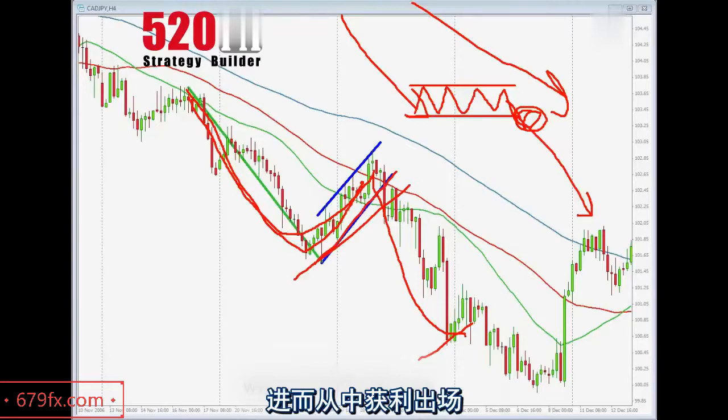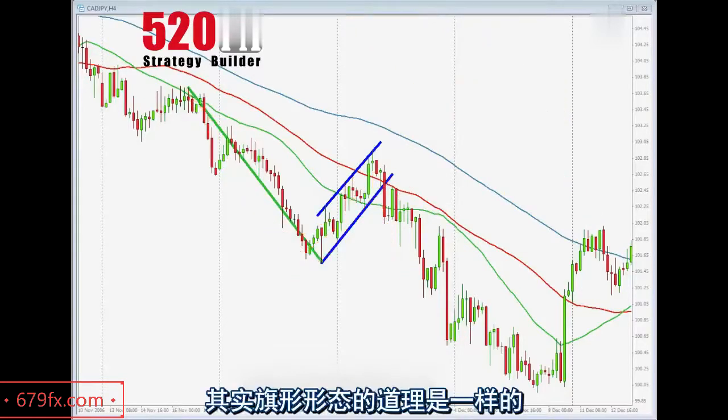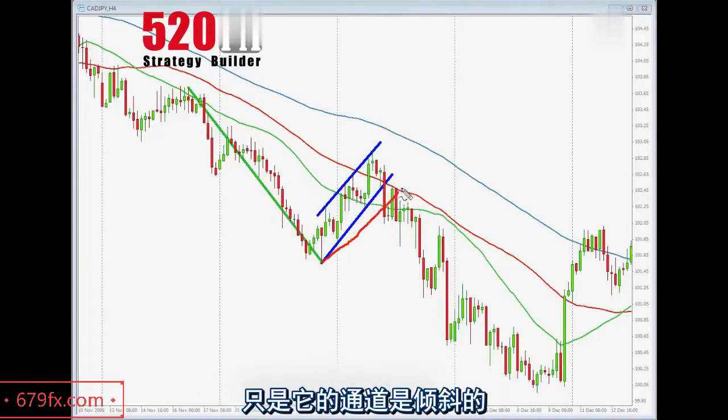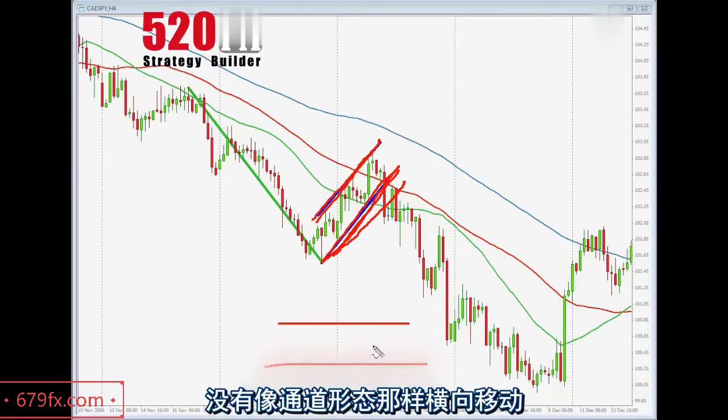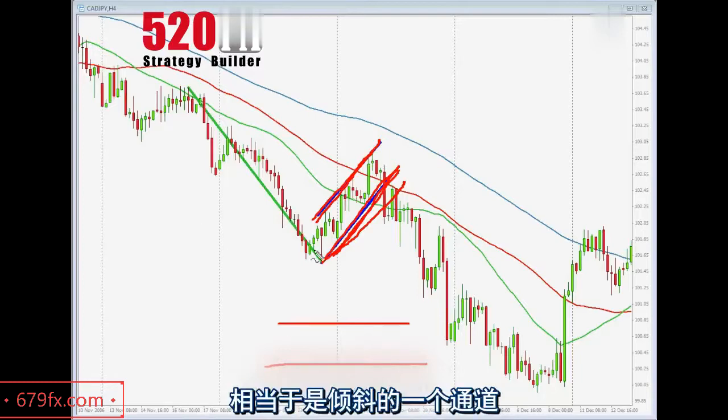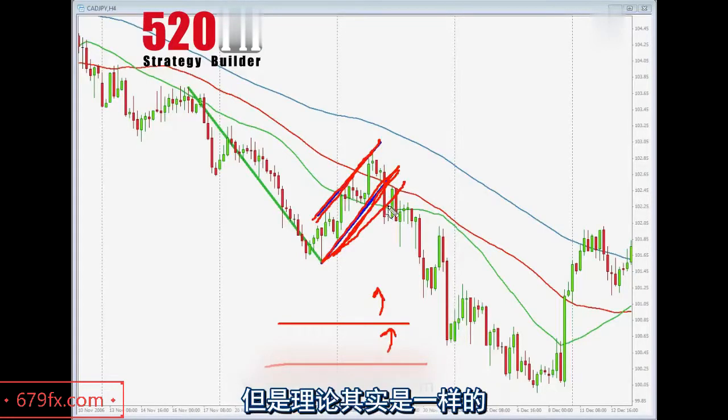Well, basically the flag formation is the same thing. It's just a leaning range. Do you see this range? As you can see, it's basically the same principle, but it's leaning. It's not moving sideways as in range breakouts, but it's basically just leaning a little bit, with a little bit of a slope. But like I say, the principles are still the same.